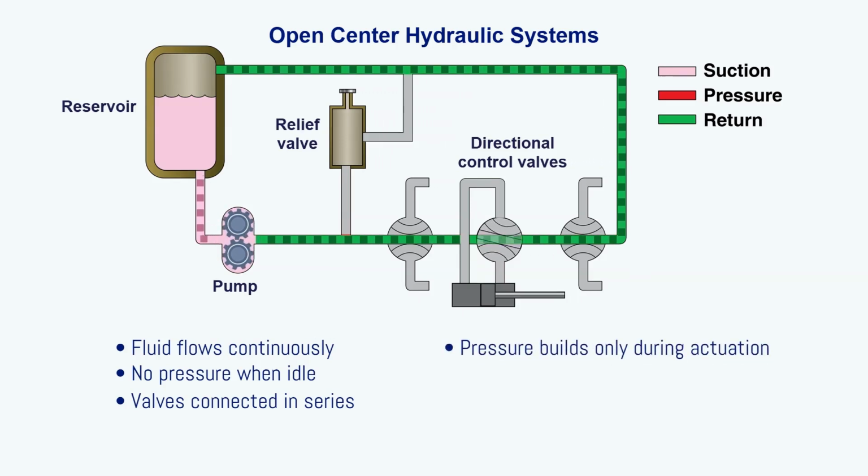When a selector valve is moved to operate an actuator, the return path to the reservoir is blocked. Fluid is directed into the actuator, and pressure begins to build. This pressure moves the actuator piston. Fluid from the opposite side of the actuator then returns to the reservoir. Depending on the design of the selector valve, the system may require manual return to neutral, or it may automatically return once a preset pressure is reached.